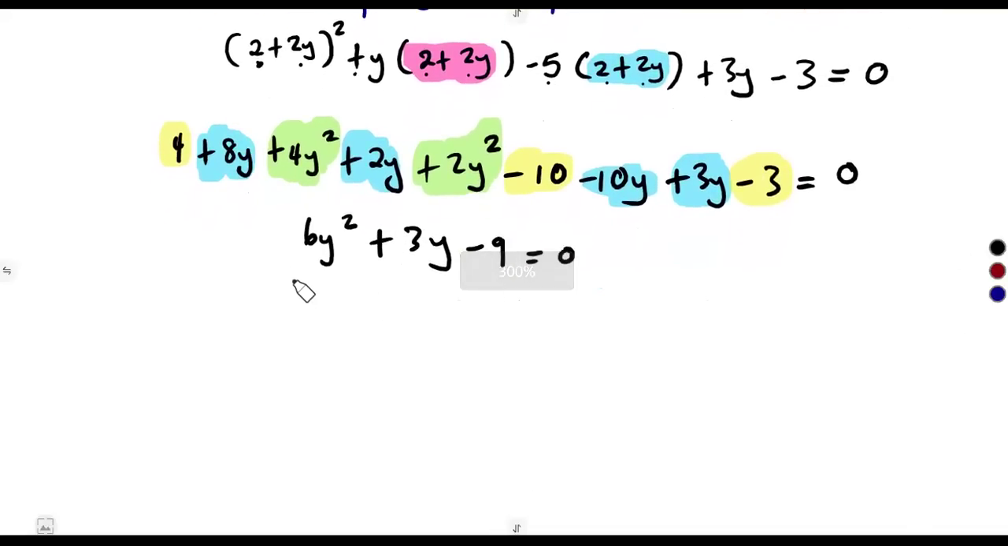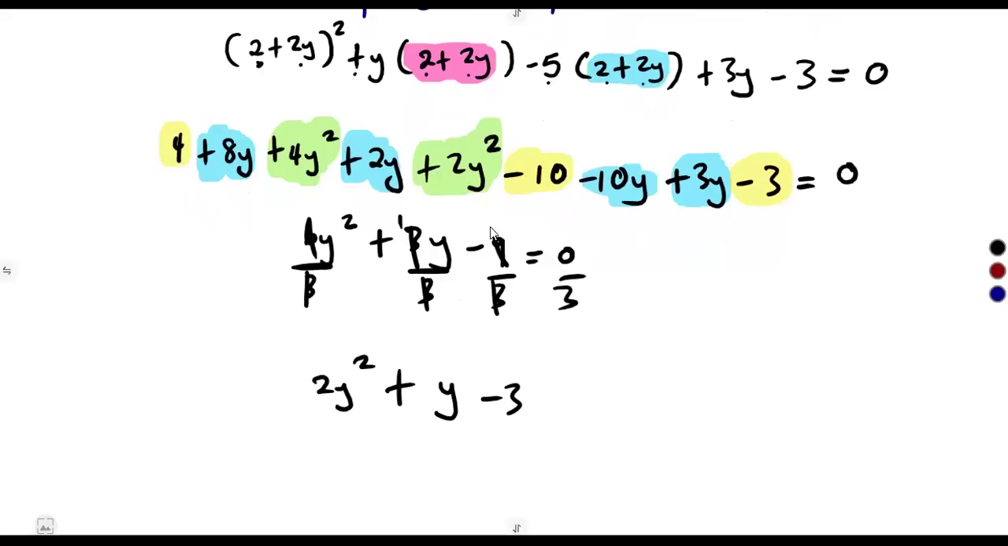Just try to reduce this equation by 3 on each and every term. So this is by 3, by 3, by 3, like this. So you're going to have 2y squared plus, this is going to give us 1, so that's y there. 3 and 3, that's minus 3. 9 divided by 3, that's minus 3, which is equal to 0. 0 divided by 3, that's a 0, okay?